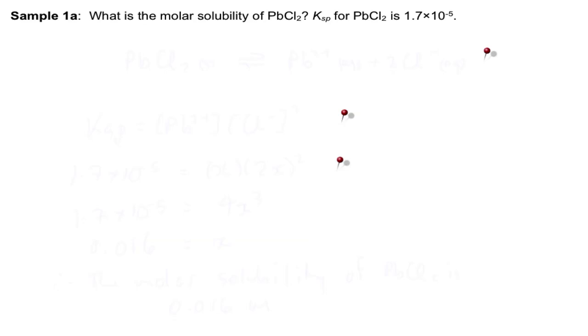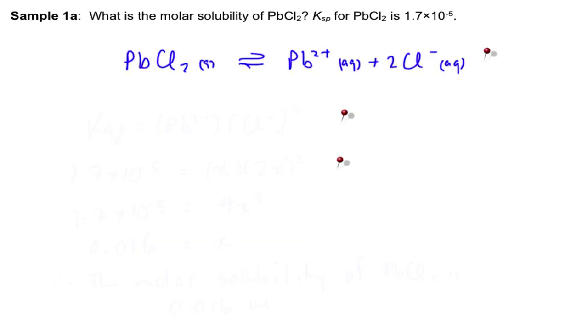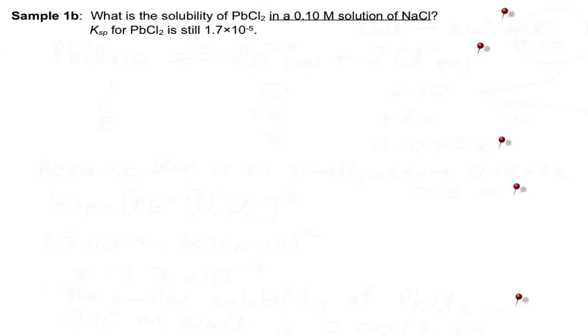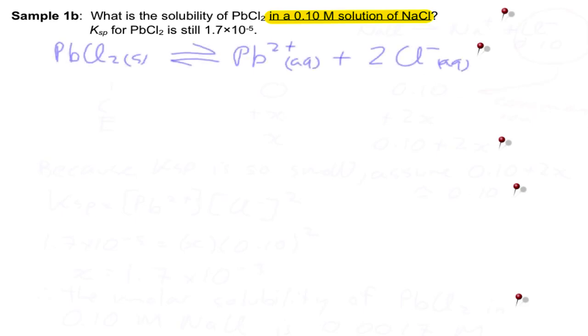So, another example. First of all, calculate the molar solubility of PbCl2 with a KSP of 1.7 times 10 to the negative 5. An ionization expression is useful. You obviously need a KSP expression: concentration of Pb2+ times the concentration of Cl- squared, and then you simply plug in your variables and you come to the value 0.16 moles per liter as the solubility of PbCl2 at this temperature, whatever it may be.